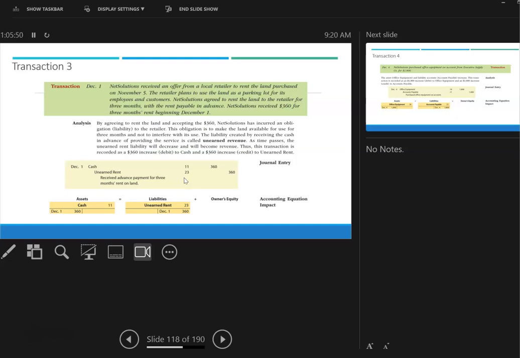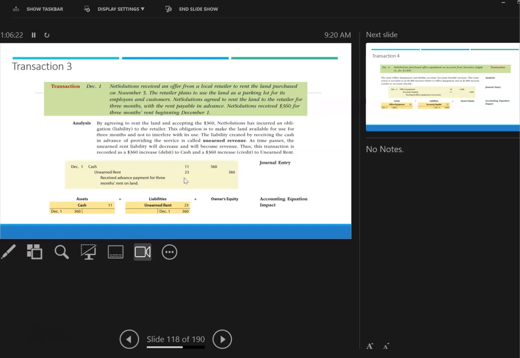So between you and me, I would not put $360 as a liability. I might put $36,000, but because we're doing this book, we're going to do it by the book. They're saying that $360 is going to be earned over a 3-month period. So we show a journal entry debiting cash, and we're crediting unearned rent because we have not yet earned it, because we're getting it before the month.